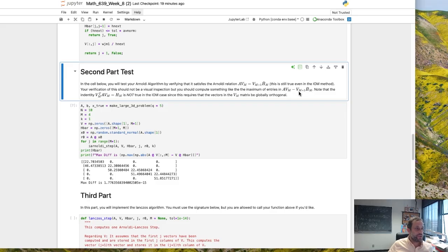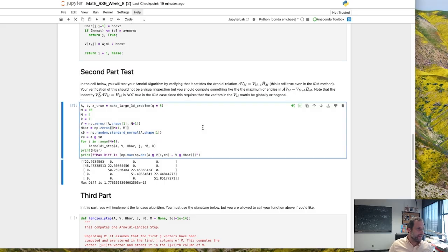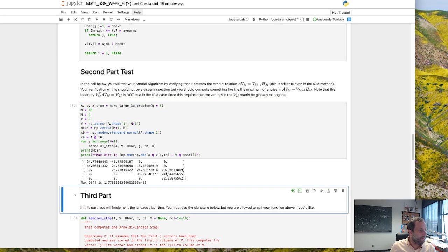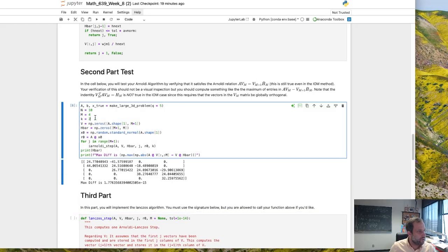Anything involving orthogonality, which would be V_m transpose A V_m equals H_m, that's not going to be true because they're not doing complete orthogonalization. But this relationship is just based on the Arnoldi algorithm and how things get created, and it's not based at all on the orthogonality. The other thing to notice is that as I increase k, the number of non-zero diagonals is going to increase.